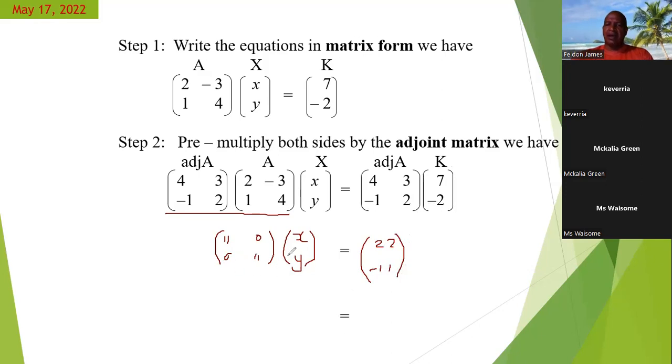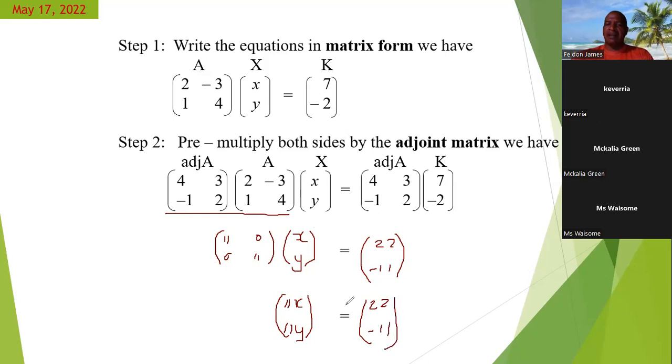Now, when you're multiplying the unknown matrix by the diagonal matrix, this is pretty easy. All you need to do is to put the diagonal element beside the unknown. So in this case, at the top, you would have 11x. And then down below, you would now have 11y. So that's pretty straightforward when you're multiplying by a diagonal matrix. And then now you bring back this down here to be 22 and negative 11.